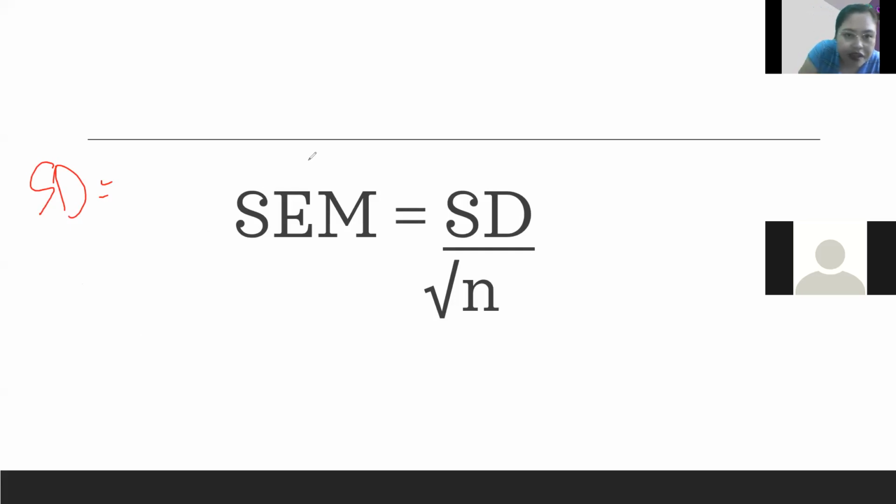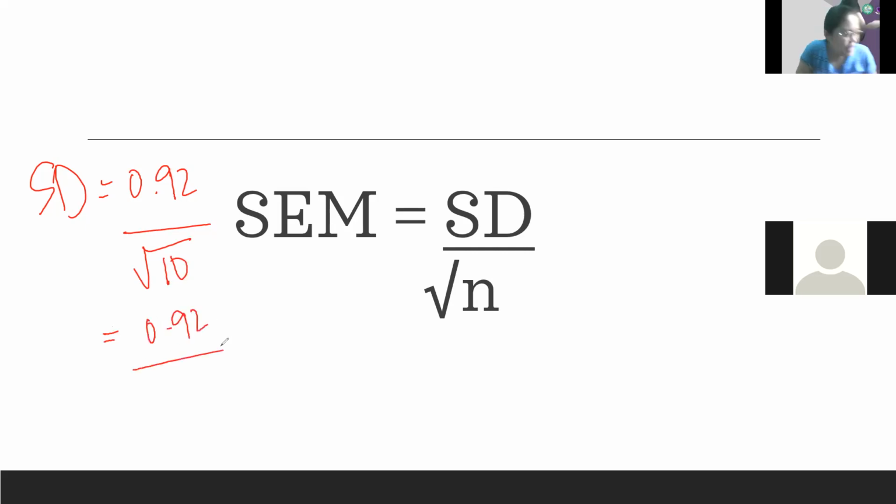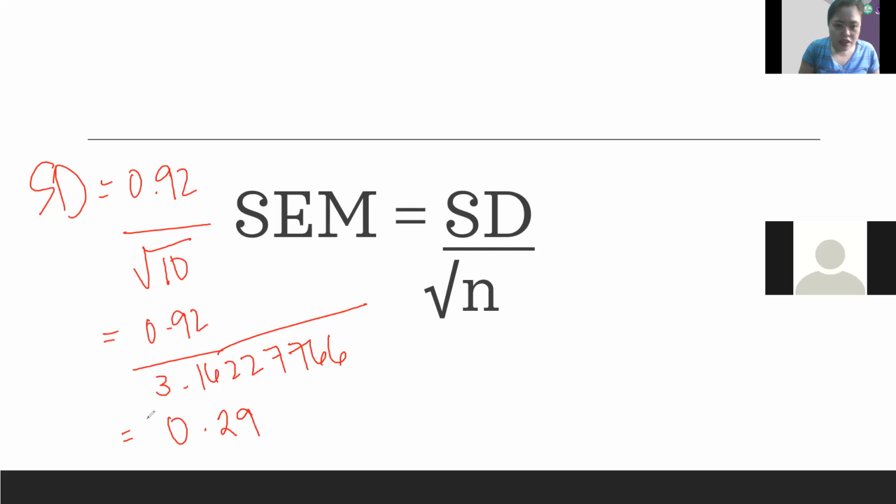Okay, 0.92. Sige, kunin na lang natin yung 0.92 divided by the sample size natin, 10, right? Parang 10 ata yung data na yun. So i-divide natin siya sa 10. Okay, tama. So 0.92 divided by square root of 10. That's 3.162277766. Kunin ko na lang lahat. 0.92 divided by this one. This is 0.29. So 2 decimal places.